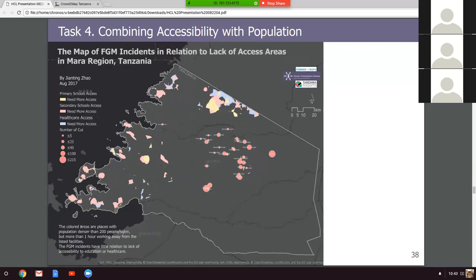So how is accessibility related to FGM cases? Here is a map overlaying all the inaccessible maps. And you can see that there is a lot of inaccessibility near the northern Tanzania border. However, the accessibility doesn't really relate to the FGM cases.